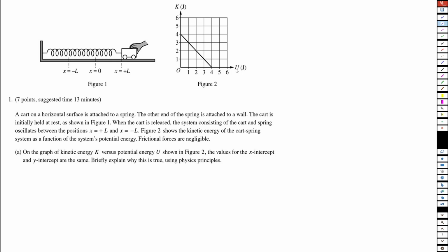This is a K versus U graph, and the x-intercept is where kinetic energy is 0 and you have a potential energy of 4. Y-intercept means when potential energy is 0, you have a kinetic energy of 4 joules. These are the same because of mechanical energy conservation. Mechanical energy is conserved.